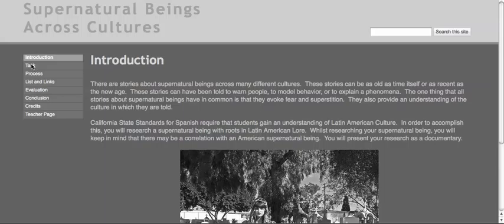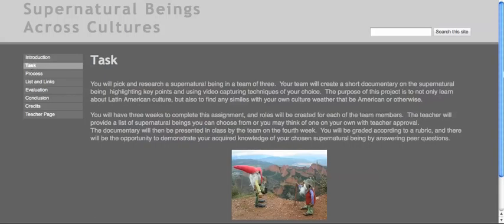Let's move on to the task page. The task page gives a quick summary of what the students are expected to do. They're going to be working in teams of three. They're going to be creating a short documentary.